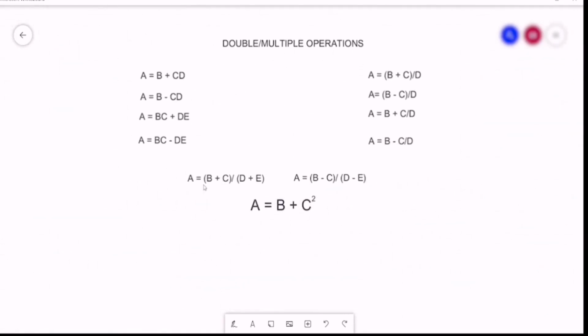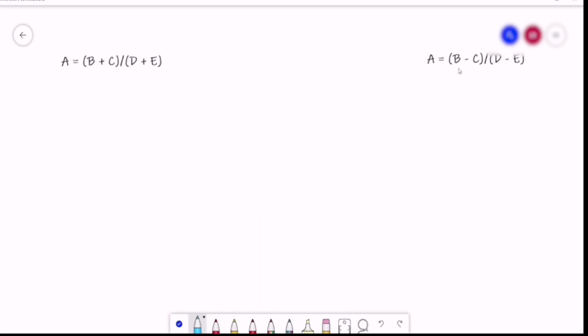So I read the last three formulas to derive. We have here A is equal to the quantity of B plus C all over the quantity of D plus E. A is equal to the quantity of B minus C all over D minus E, and A is equal to B plus C squared. Now let us have those two. So we have here these two formulas now. This is a positive and the negative counterpart. Whenever B or C is missing, the very first step to do is to eliminate the denominator.